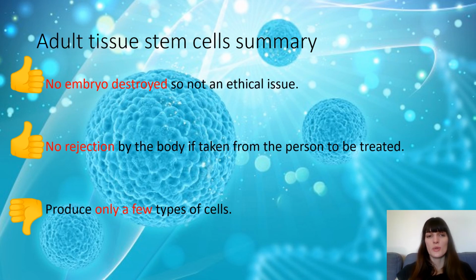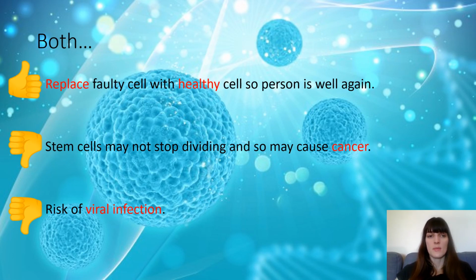The advantages to an adult tissue stem cell is that no embryo is destroyed, so there's not an ethical issue. There's no rejection by the body if taken from a person to be treated, but they do only produce a few types of cells. With both types of stem cell, they both replace faulty cells with a healthy cell so the person is well again. But if they don't stop dividing, they could cause cancer, because remember, cancer is uncontrolled cell growth. There's also a risk of viral infection.